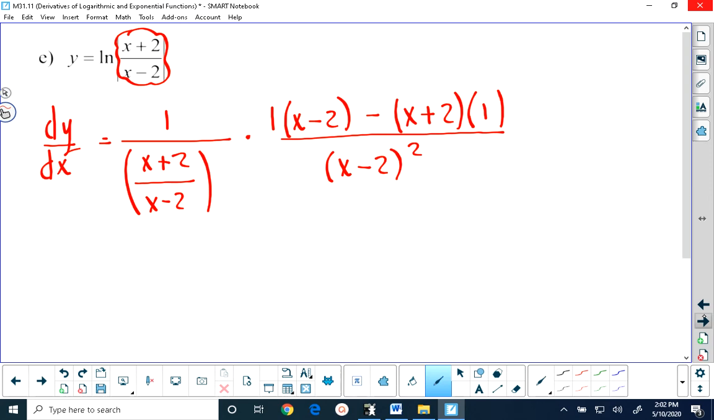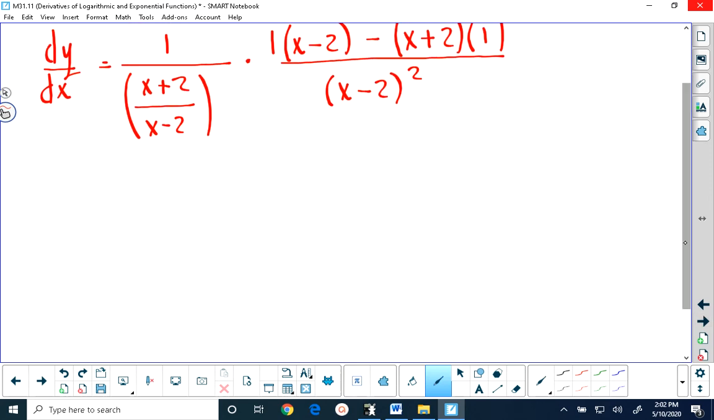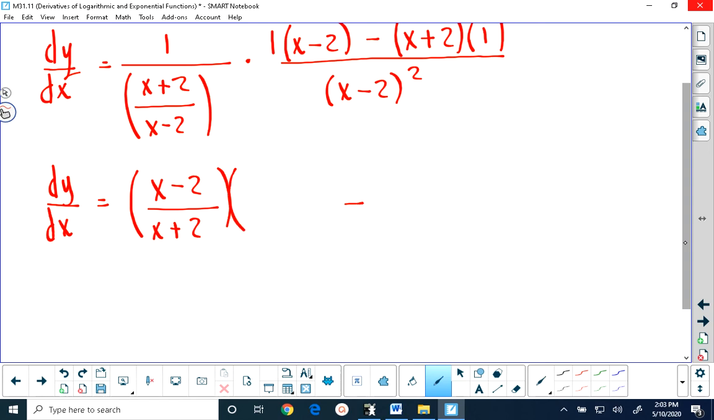So what can we do here? Well, one of the things we can do is take this first part of our derivative, which is 1 over a fraction, and rewrite it as the reciprocal of the fraction. The other thing we can do is simplify the top of this second part. If I expand it out, I will have x minus x, which is 0, and negative 2 minus 2, which gives me negative 4. And then on the bottom, I have (x - 2)^2.